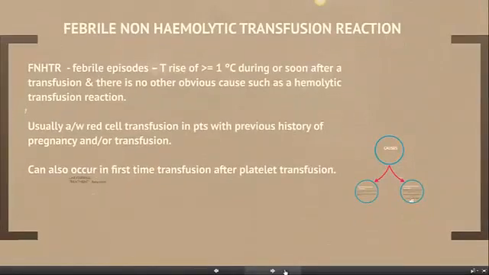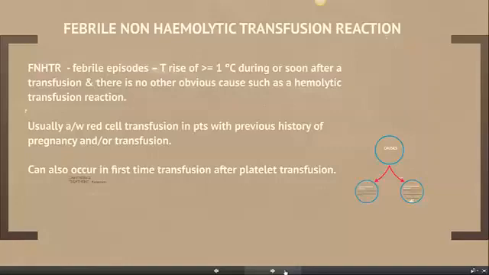The next transfusion reaction I want to discuss is febrile non-hemolytic transfusion reaction. This is a febrile episode in which the temperature will rise 1 degree Celsius or more during or soon after a transfusion, and there is no other obvious cause such as a hemolytic transfusion reaction.